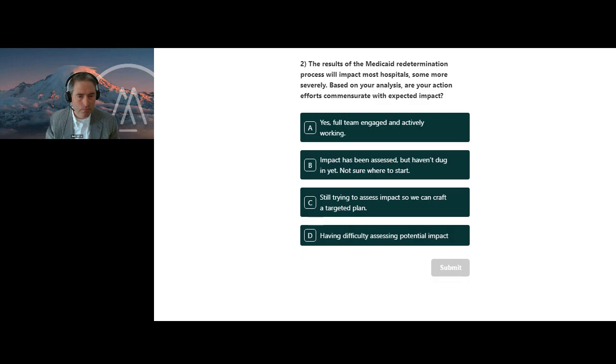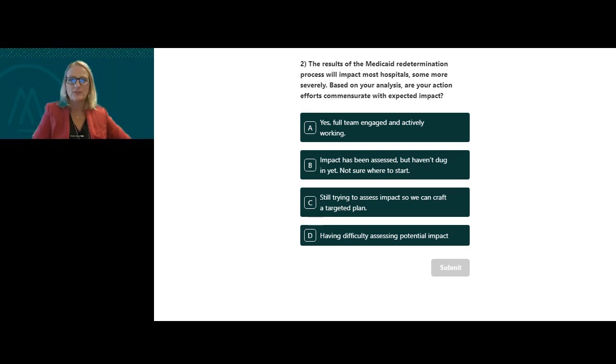All right, thanks, Richard. So next question, and if you're concerned that you've missed a polling question, this is just our second one. So if you answered the first one, you're caught up. The results of the Medicaid redetermination process will impact most hospitals, some more severely. Based on your analysis, are your action efforts commensurate with expected impact?